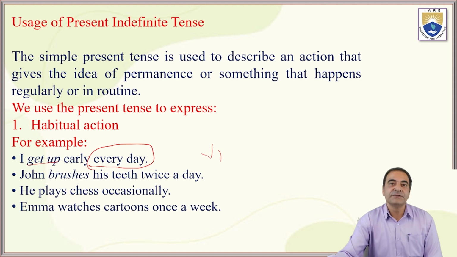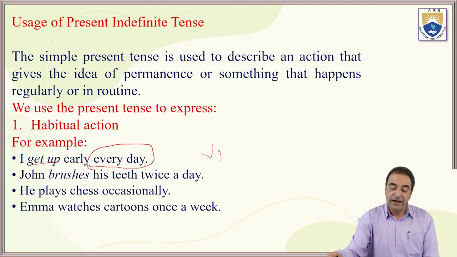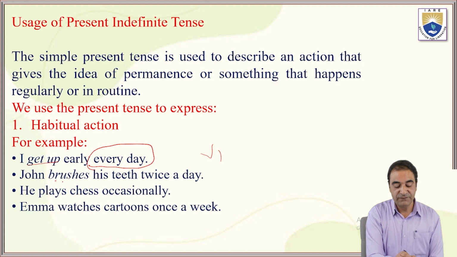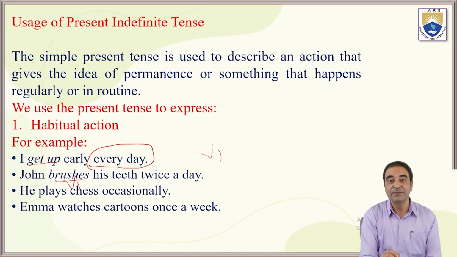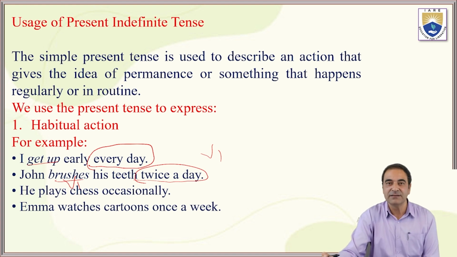Now, the second one is John brushes his teeth twice a day. Again, we have verb in first form. In second sentence, we have verb in first form. Therefore, this is simple present tense. Now, look at the indicator. We have twice a day. Now, again, there's a repetition of action. And what's the action? John brushes his teeth twice a day. Twice a day, it is an indicator. It shows some action is repeated, and that too twice a day.